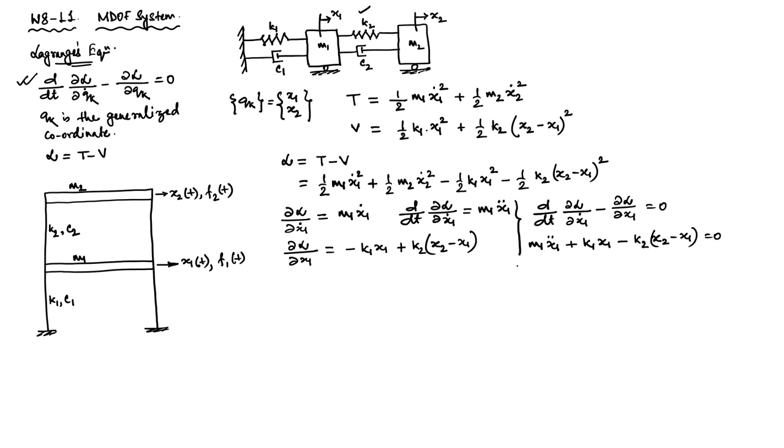Now, if you simplify this equation, we will have m1 x1 double dot plus k1. So, if we open this first bracket and then take x1 common, we will have (k1 plus k2) into x1 minus k2 into x2 is equal to 0. So, that is the first equation.